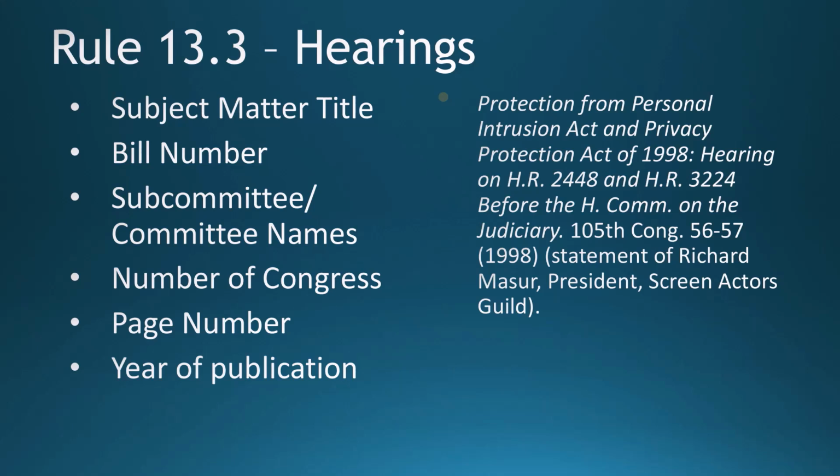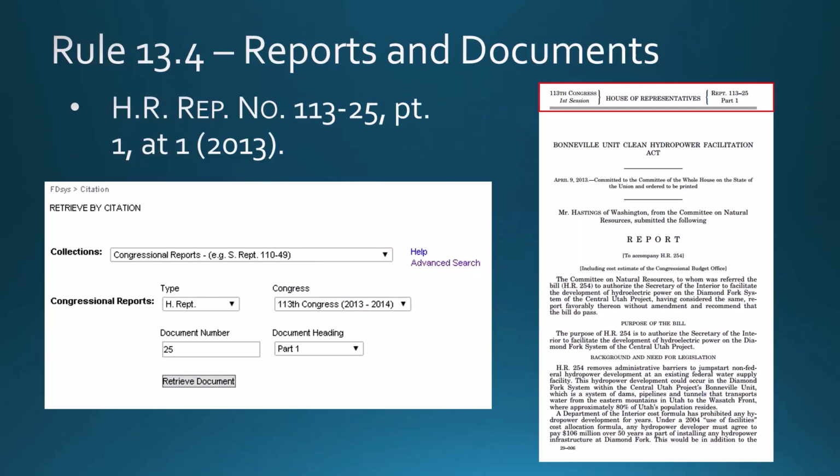Take a look at the example from the Bluebook shown here. It's quite long, but all of this information is necessary to locate the source. Most congressional reports and documents have a slightly shorter citation because they are numbered very specifically. Look at the example above. Notice that the abbreviations used by FITSIS are not the same as those used by Bluebook. So be careful when citing to these types of documents. The numbering is by the number of Congress and not by the year.